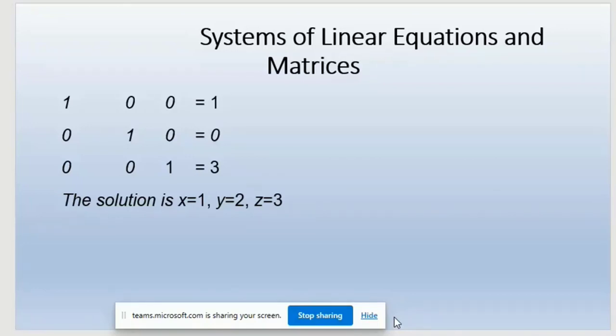I apologize if this sounds like a dumb question, but how can y equal 2? Oh, X is 1. Mm-hmm. Yeah. X is 1. Z is 3.